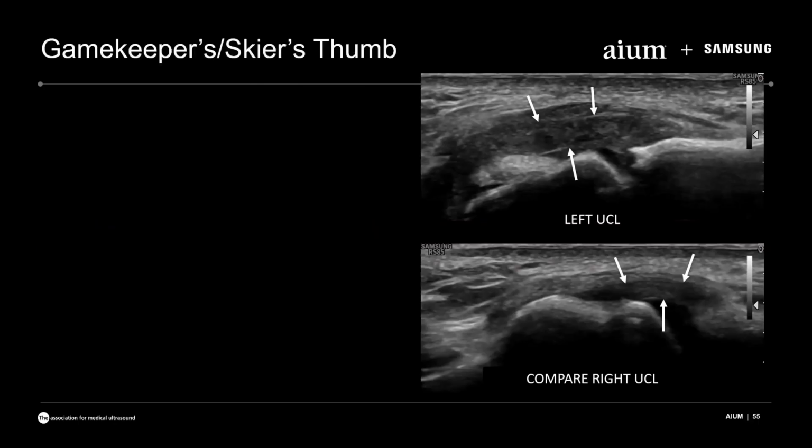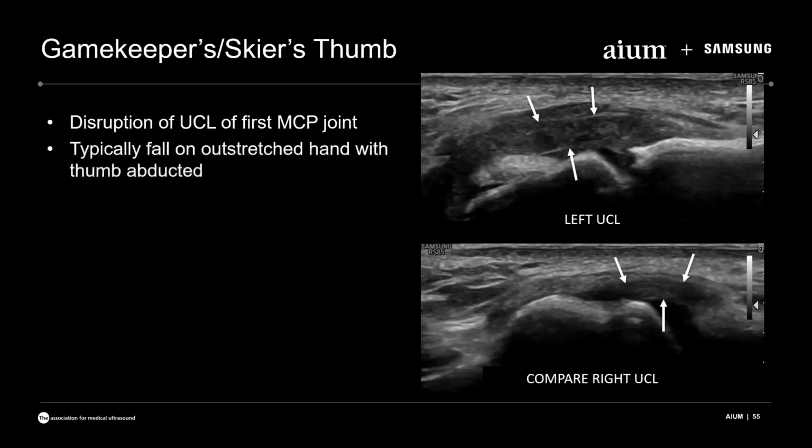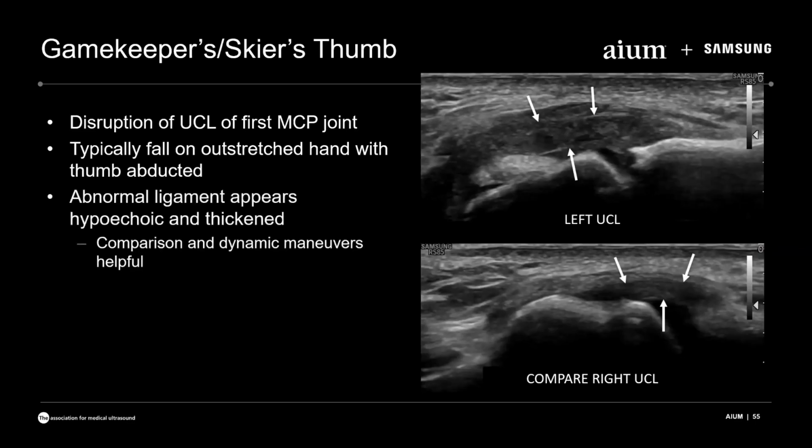And this is known as gamekeeper's or a skier's thumb. So this indicates some form of disruption of the ulnar collateral ligament of the first metacarpal phalangeal joint. It's typically due to a fall on an outstretched hand with the thumb abducted, and that was the history with this patient. And we'll see this abnormal ligament that will look hypoechoic and thickened. And again, comparing to the other hand and doing dynamic maneuvers is essential.